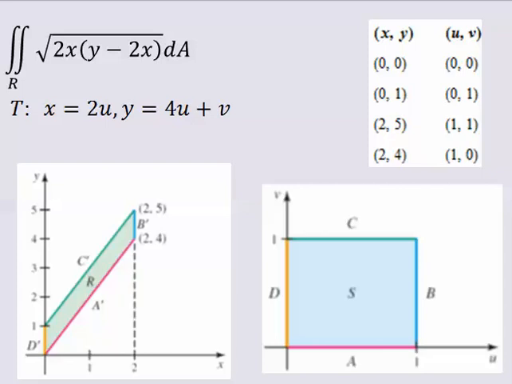Now, if we had used the other choice, what was our choice? u equals twice x. Then our u boundary there would be different. But it would have just played out differently. We would have been fine with any of those choices.